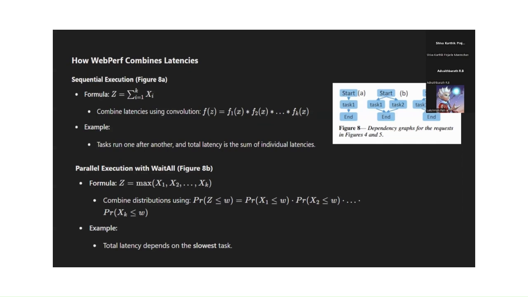WebPerf combines task latencies based on their execution pattern, sequential or parallel. For sequential execution, the total latency is the sum of individual task latencies, calculated using convolution to combine their distributions. For parallel execution with the wait-all command, the total latency is determined by the slowest task, using the maximum function to combine distributions. This method allows WebPerf to model real-world scenarios accurately, whether tasks are dependent on each other or running simultaneously, ensuring precise latency predictions.